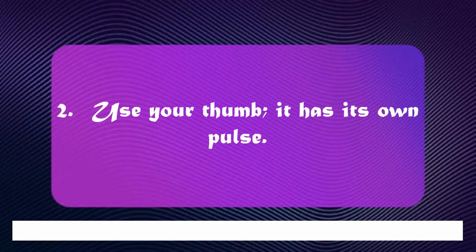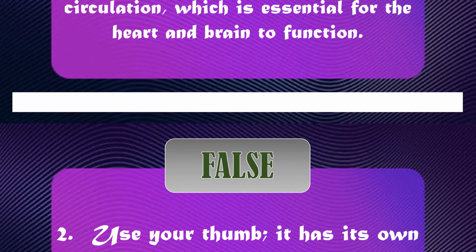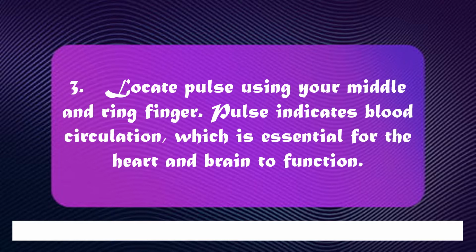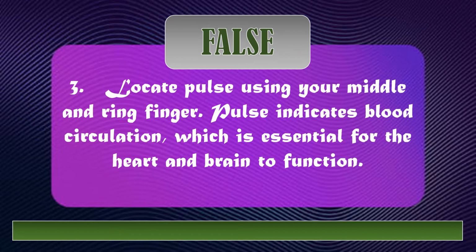Number 2. Use your thumb. It has its own pulse. And the correct answer is false. Number 3. Locate pulse using your middle and ring finger. Pulse indicates blood circulation, which is essential for heart and brain to function. And the correct answer is false.